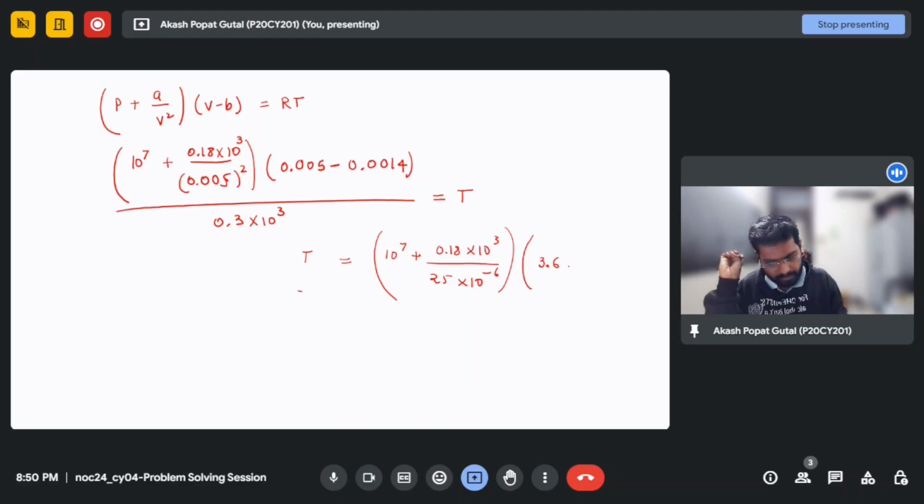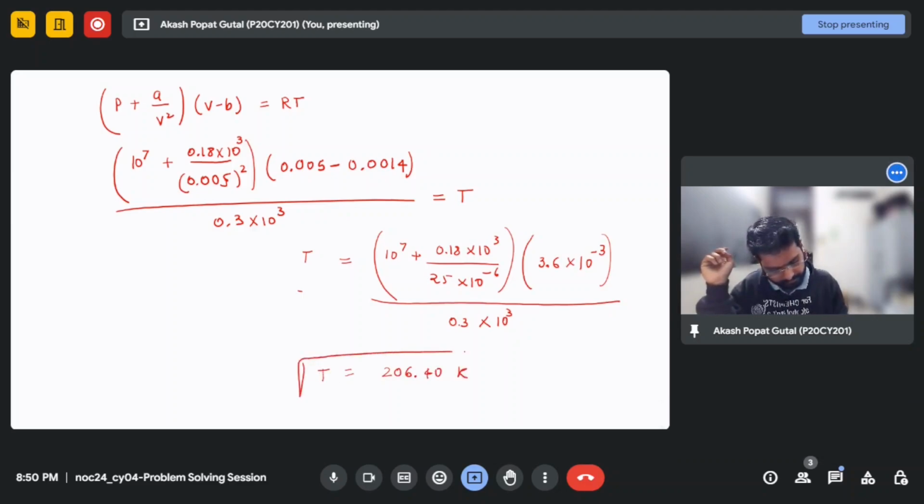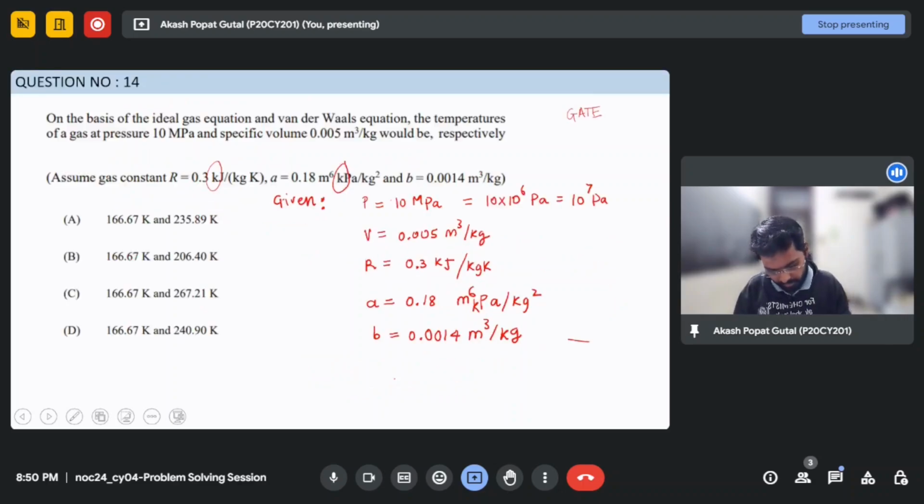So this will come as nearly 3.6 into 10 raised to minus 3 divided by the entire expression, and the result is 206.40. Yes, right answer. Fine. And the answer option is option 2, 206.4 K.